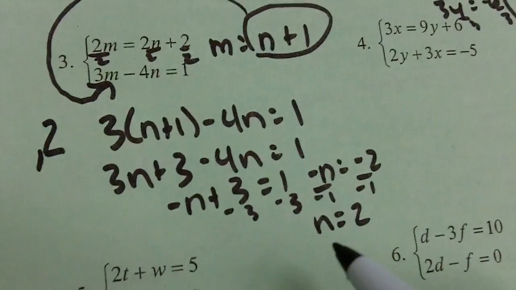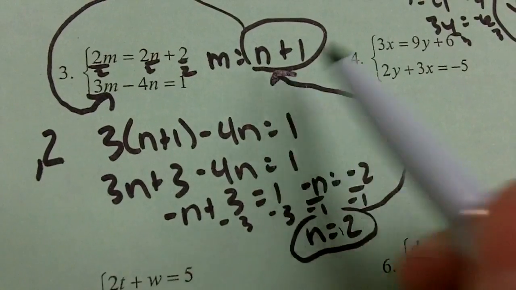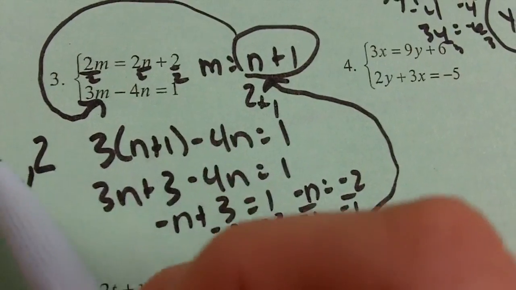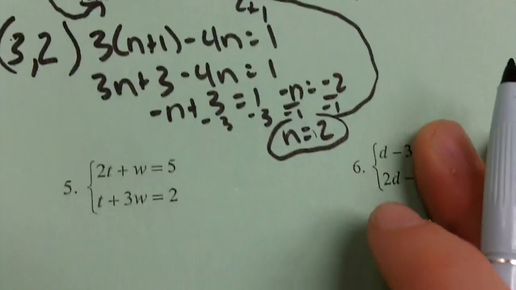Do I know what m is? No. Well, look what I can do. I can go plug this back in into this equation. n equals 2. 2 plus 1 is 3. That's what m is. So you can do one like that.